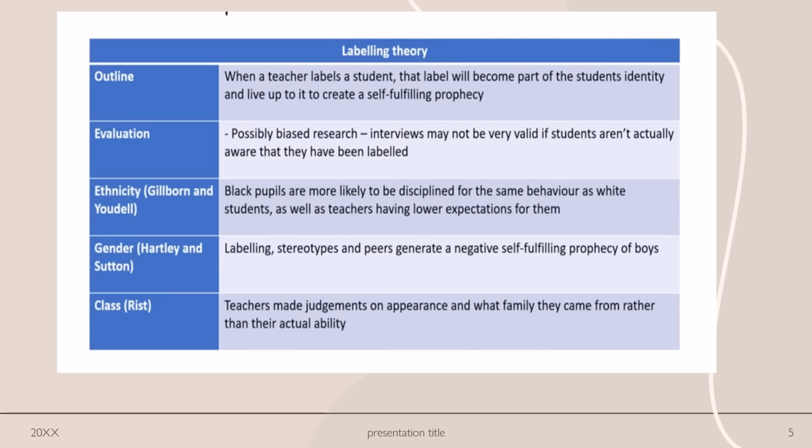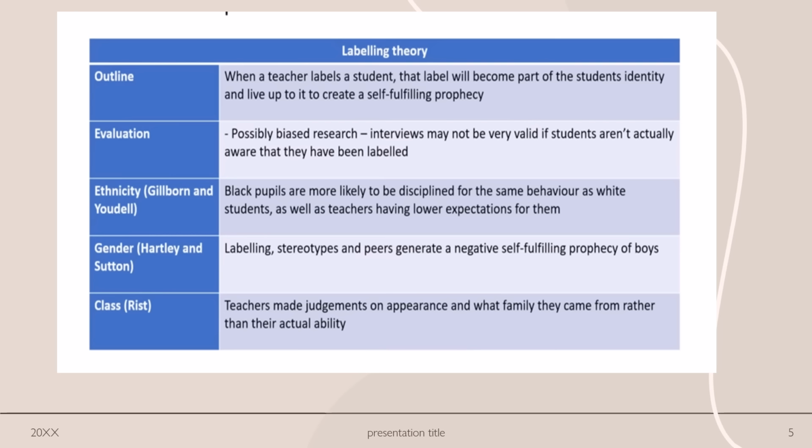Alright, so now we're done with all the perspectives, we're on to labeling theory, and I got a nice table for this. At the top, you can see it gives a definition. When a teacher labels a student, that label will become part of the student's identity and they live up to it, creating a self-fulfilling prophecy. The label is typically negative. For example, just saying this kid's slow or something. Anything to mess with the student's head that will affect him and make him think, oh, maybe I am actually slow, you know?